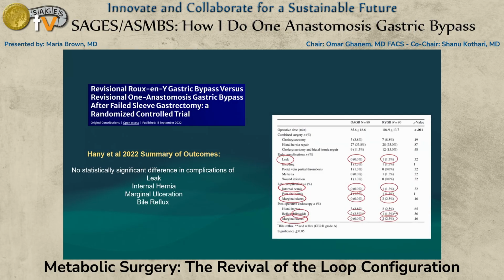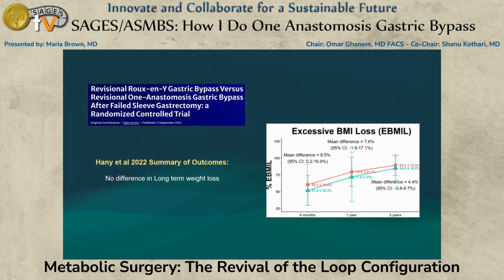So then we move on to the study in 2022. This was a single-blind, randomized controlled trial. Overall, they saw no statistical significant difference in leak, internal hernia, marginal ulceration, or bile reflux. However, they did see similar long-term weight loss. Initially, in the first 6 months, they did see faster weight loss, which is in pink there, with the OAGB. However, it did normalize, equilibrate at 2 years.